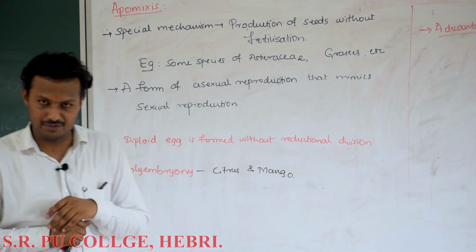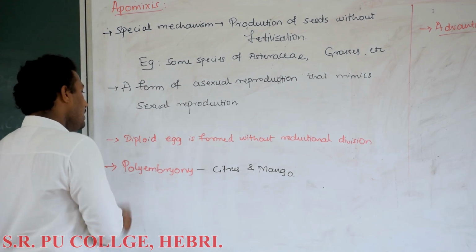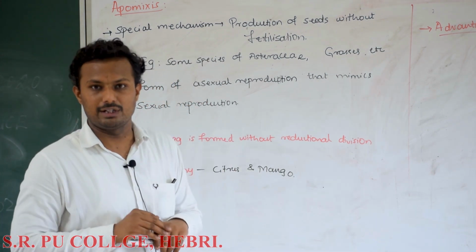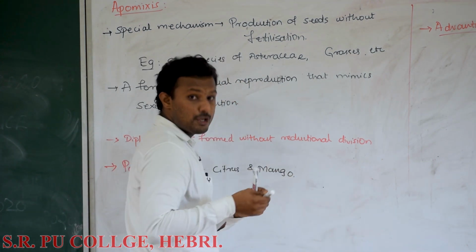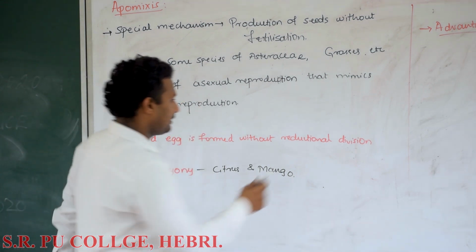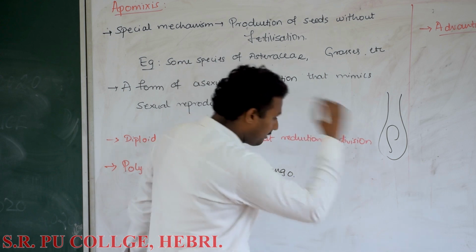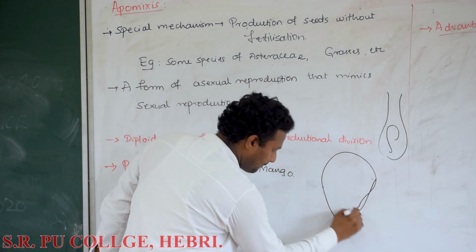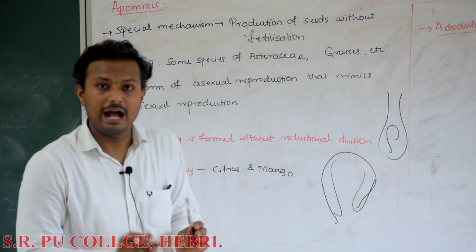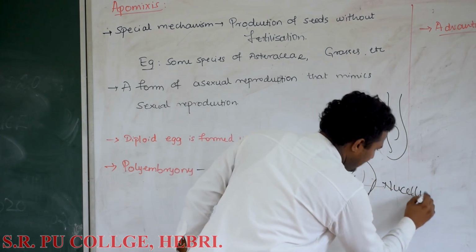There are different mechanisms. In one of the mechanisms, especially in Asteraceae members or in grasses, a diploid egg is formed without undergoing the meiotic or reductional division. You know the mechanism of how the egg is produced. We have learned this during the production of the egg. Here, this is the ovary. Within the ovary the ovule will be there, and exactly at the center of the ovule there is an undifferentiated mass of cells, and that tissue we call the nucellus.